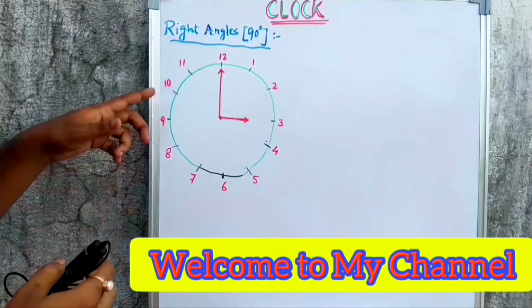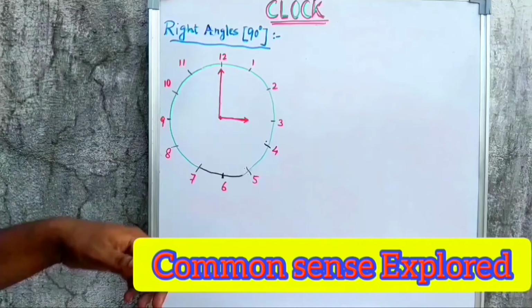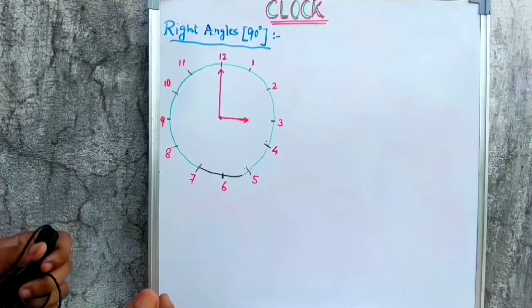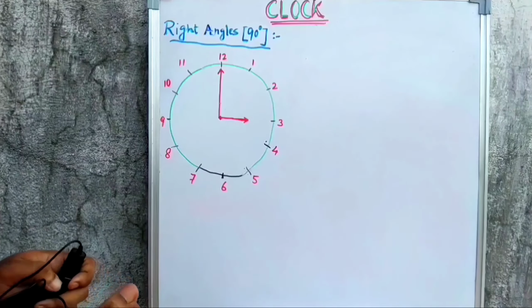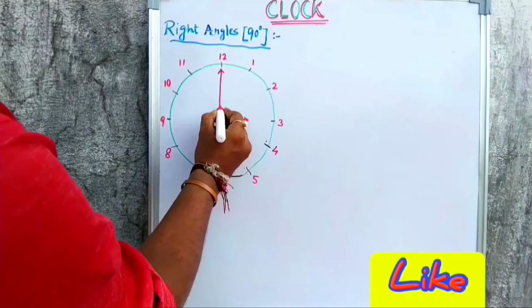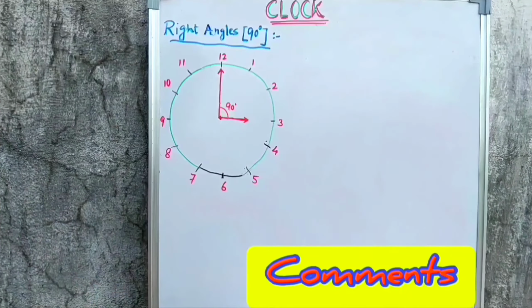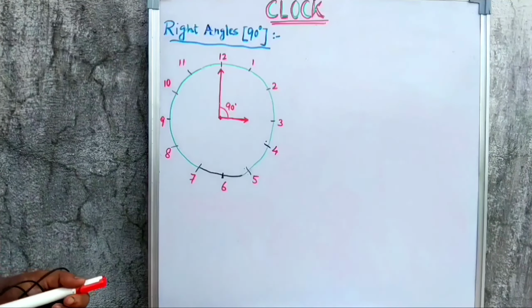So this is the right angles. First of all, my question is: when will the hour hand and the minute hand make a right angle, a 90-degree angle to each other? How to understand? At 3 o'clock, they make a 90-degree angle between them. Now my question is, is there any other position where we get the same 90-degree angle?